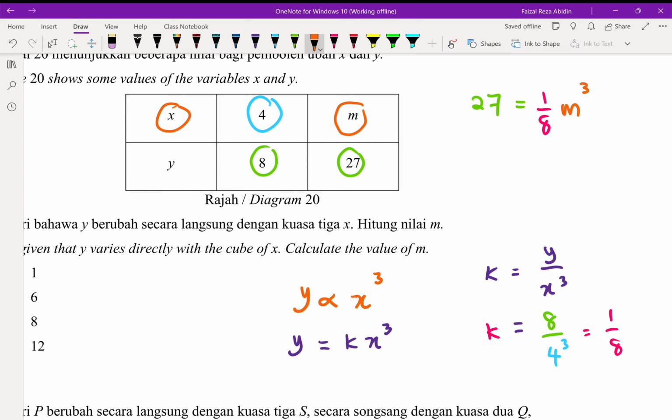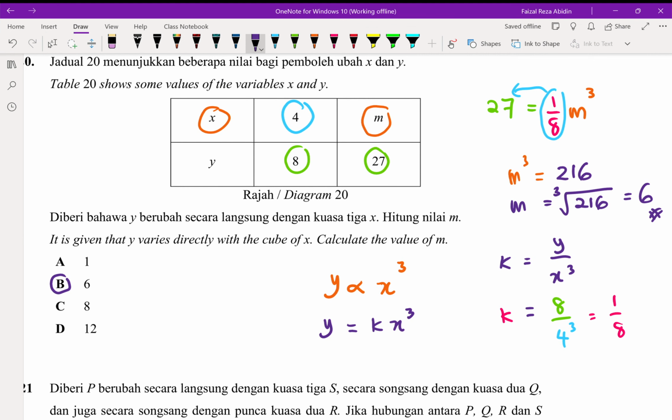So what happened here? We bring 1 over 8 to the left, so 8 times 27. Am I right? So you have m cubed equals 27 times 8. What do you get? 216. So to find the value of m, cube root of 216 is 6. That's your answer. You must find the value of k first, then substitute into your variation, and we find the value of our x, which is our m.